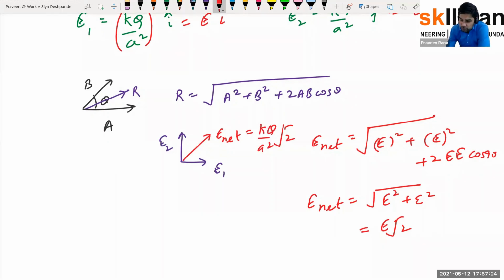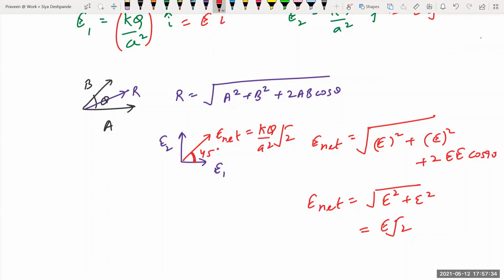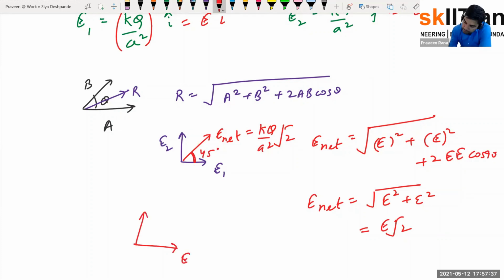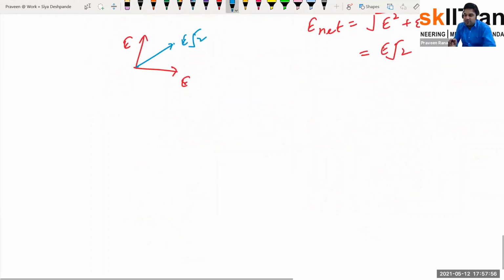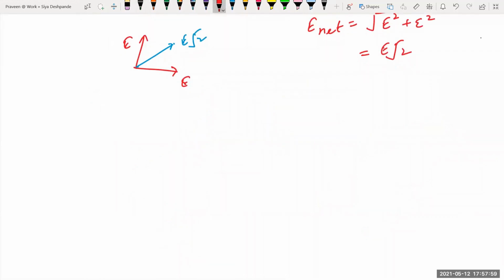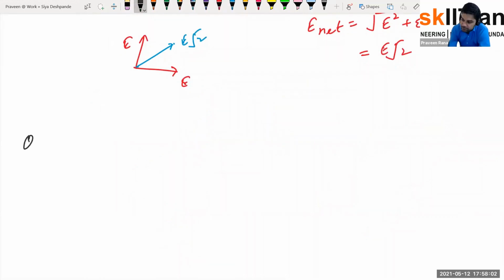Can you tell me what the value of this angle would be? 45 degrees, exactly. And why is that? Because they are both of the same magnitude. Exactly, both vectors were of magnitude E and E, so the resultant would be an angle bisector of value E root 2. So if you have multiple questions like this, can you solve them? I think so. Okay, no problem. You can. Now let's jump into the second question.